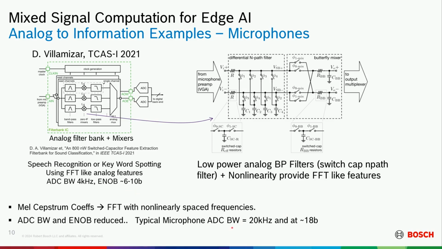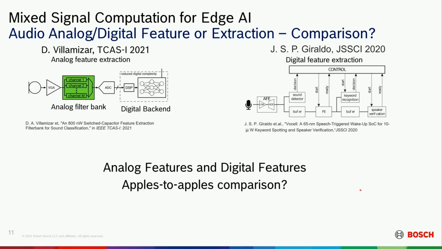Like a standard microphone may be operating somewhere around 20 kilohertz, and somewhere in the order of 18 bits. So that can save you a lot of power. So then I thought, well, okay, what's the apples to apples comparison here? And there are a couple of works that I just pulled out of the literature to see, does analog features help you versus digital features? And I think the answer is, it maybe.